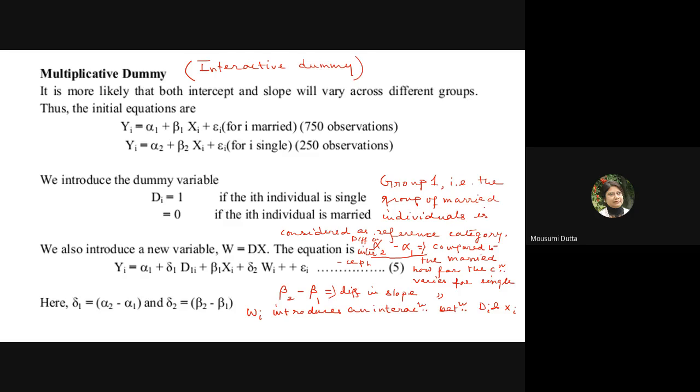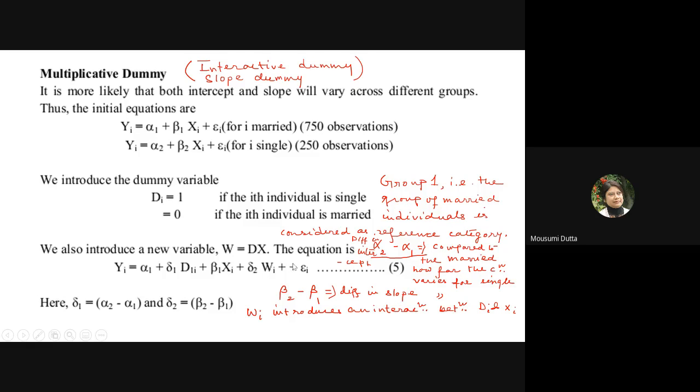The earlier one was the intercept dummy. This is called the interactive dummy or slope dummy. So these are the names. It involves an interaction between the dummy variable and the concerned x variable. So what we are doing: yi is equal to alpha 1 plus delta 1 d1i plus beta 1 xi plus delta 2 wi plus epsilon i.